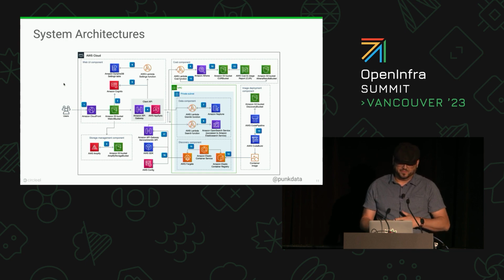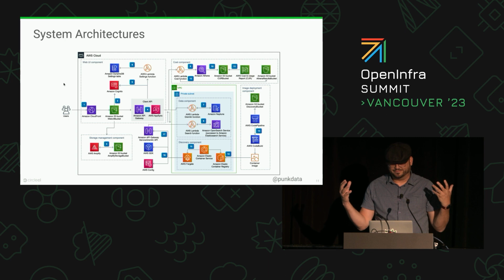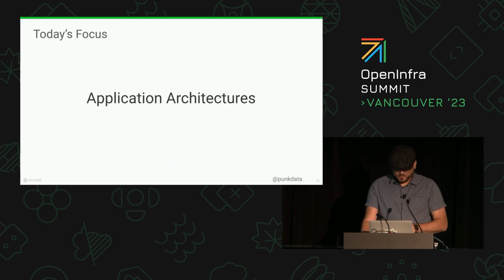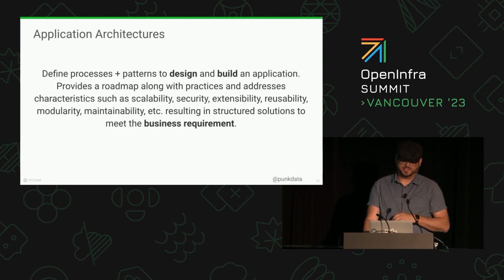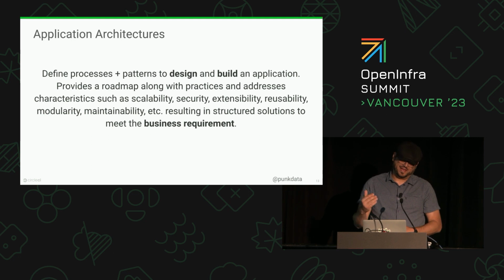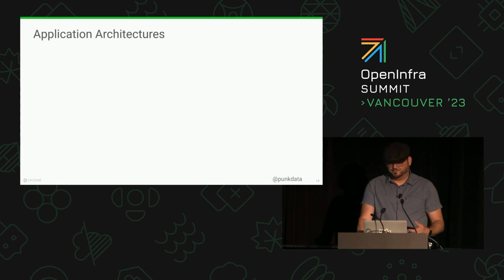services, systems, hardware talking to one another, right? Whether it be a network architecture, data layer, database architectures, all of these things combined build system architectures. And again, today's focus is on application. So application architecture essentially defines processes and patterns to design, build, and I would add maintain an application. But it also has to meet your business requirements.